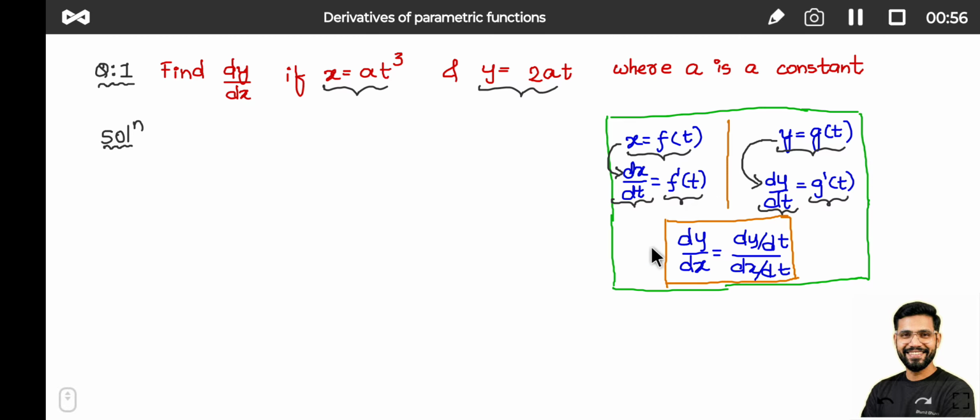Then to find dy by dx, this is the last step. To find dy by dx, we will divide the derivative of y by the derivative of x. So we'll get our answer.